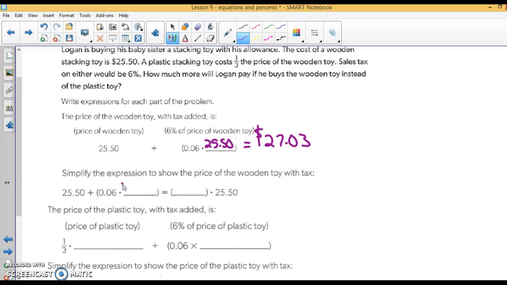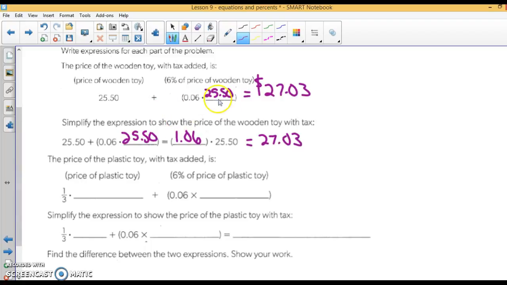You could do it this way. This would be 106% times $25.50. They're the same difference. You would end up again with $27.03. Two different ways to do it. The first way, find the tax and add it. This way, add the tax to the percent. All right, so the price of a plastic toy is 1/3 of $25.50. So $25.50, that's $8.50.